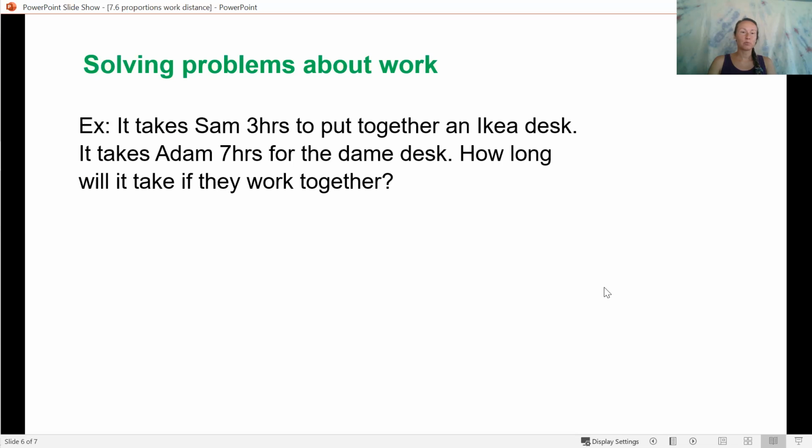So now let's solve some problems about work. We have 2 types of problems that we're going to solve here. We've got work problems and we've got distance problems. You're going to want to make sure you identify which of the 2 problems you have before you get started, because I'm going to give you different techniques to solve each of them. Okay.